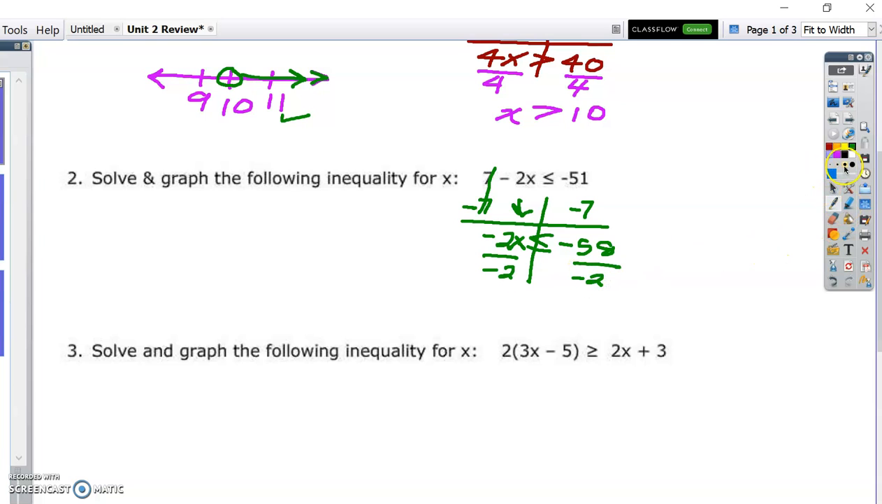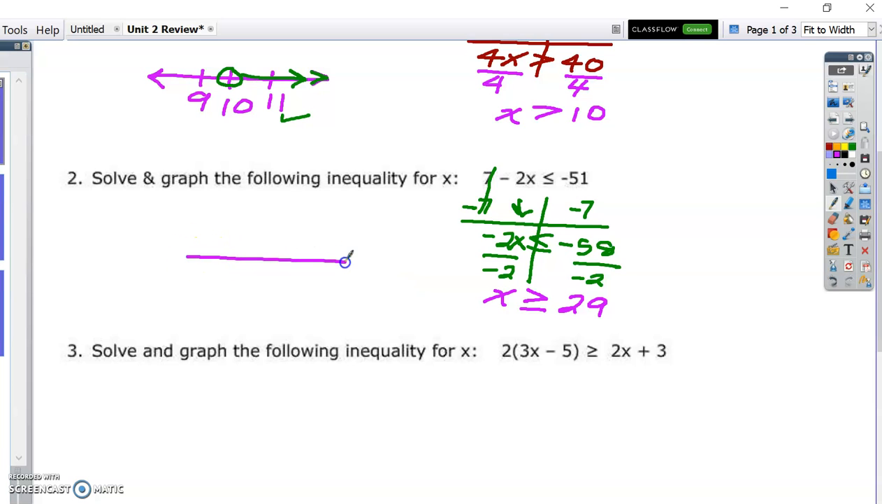All right, notice we are dividing by a negative, right? So that means that we are going to flip our inequality symbol. So greater than or equal to, and then half of 58 is 29, and it's going to be positive. Negative and negative make positive.